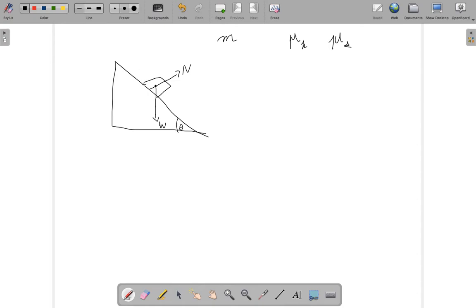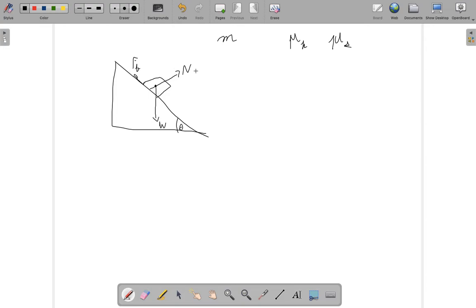And we have some kind of frictional force that's acting in this way, keeping the block up, called F. I'm just going to call it FF. Okay, so now let's try and figure out what our exact values are over here.